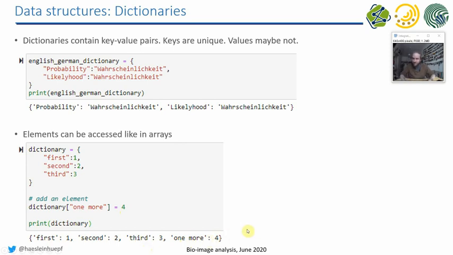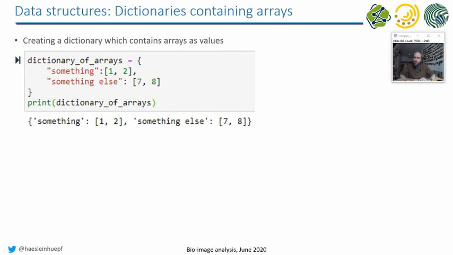So this is dictionaries. And to totally confuse you, we can combine these structures with each other. For example, we can have a dictionary of arrays. So we have now here this is the key, something, colon, and this is the value. The value does not have to be a number or another string, it can also be an array. And we have also something else with a different array. If we print this one out, we will see this is again our key, something, and the value is this array consisting of 1 and 2, and something else is the second key linking to an array 7 and 8.